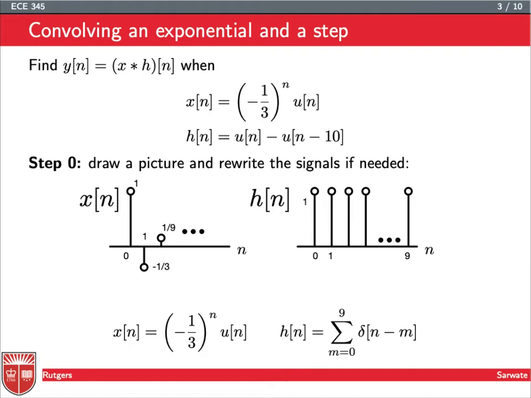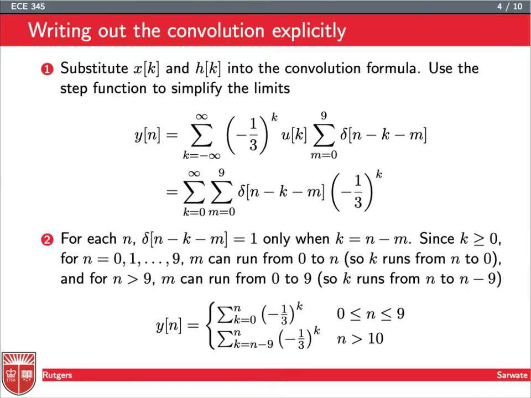Right, and so I can write these in formulas. This is obviously the same formula as up here. And then I can write h of n in terms of a sum of delta functions if I want, m equals 0 to 9. That is a different way of writing it. So these are all equivalent representations of the same signal. Sometimes it's more convenient to use one than the other. Okay, so what we can do is write out the convolution explicitly.